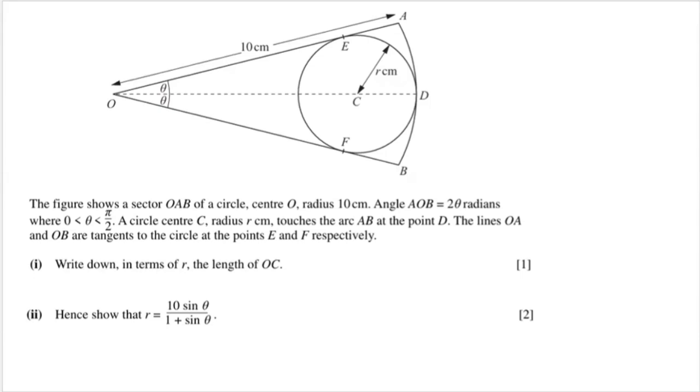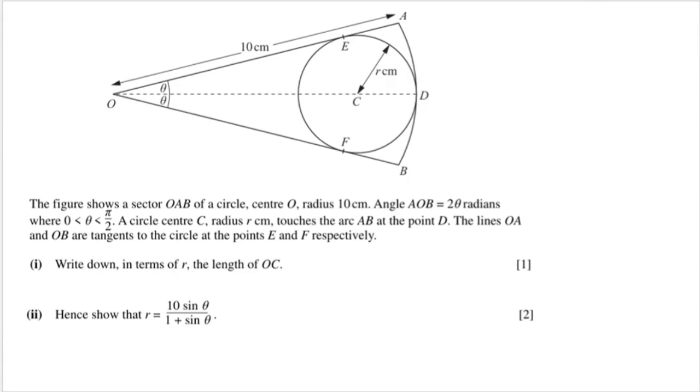The figure shows a sector OAB of a circle, center O, radius 10 centimeter. Angle AOB is 2 theta radians, where theta is between 0 and pi over 2. A circle, center C, there's a circle inside, radius r, touches the arc AB at the point T. So we can see it touches the arc. The lines OA and OB are tangents to the circle at the points E and F, respectively. So you see, I'm not missing out on any detail. So always make sure you read the statements carefully.